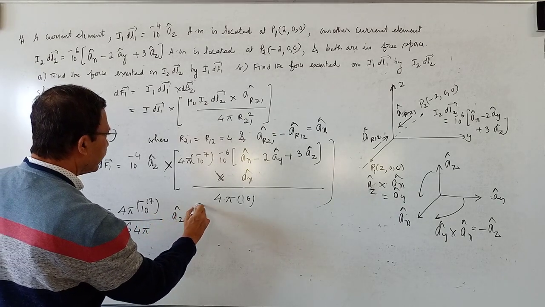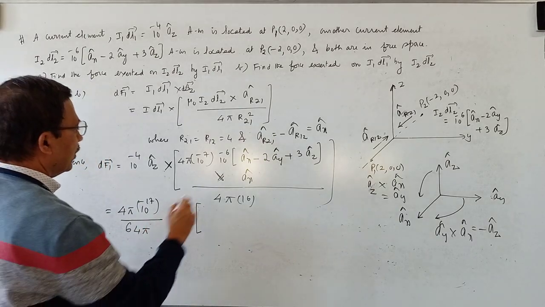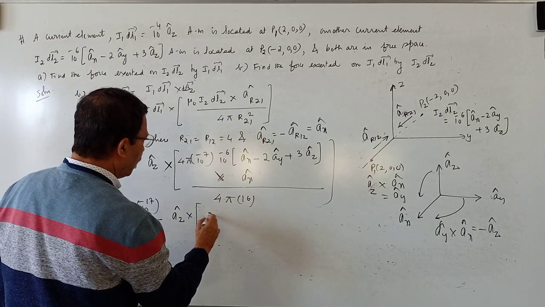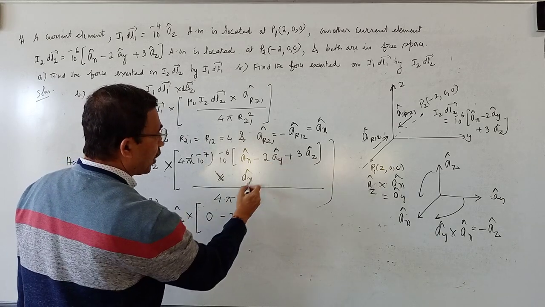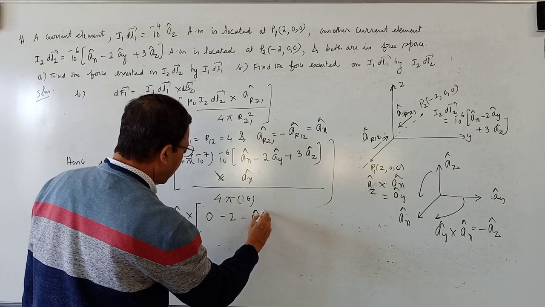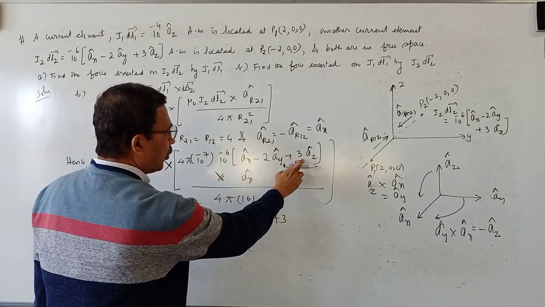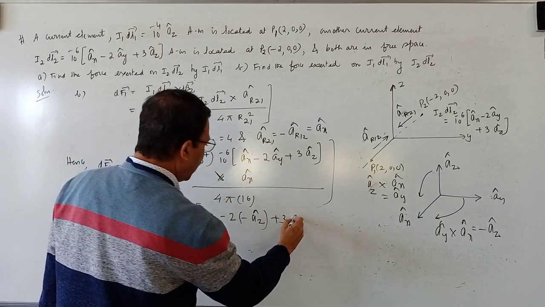Cap cross. Ax cap cross Ax cap is 0, minus 2. Ay cap cross Ax cap is minus Az cap, plus 3. Az cap cross Ax cap is Ay cap.